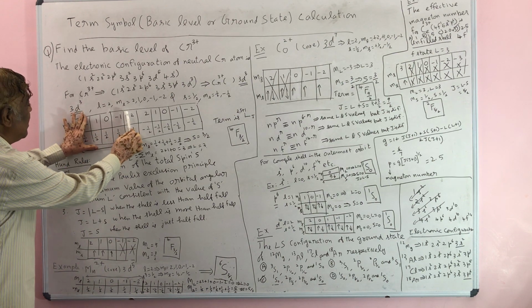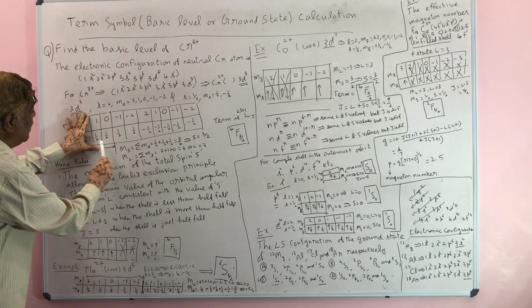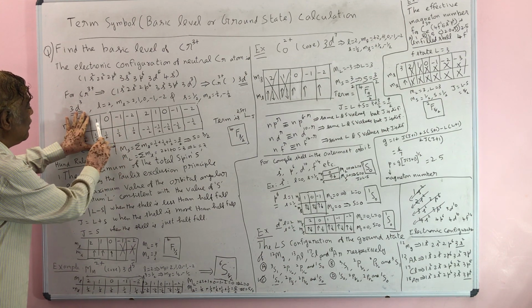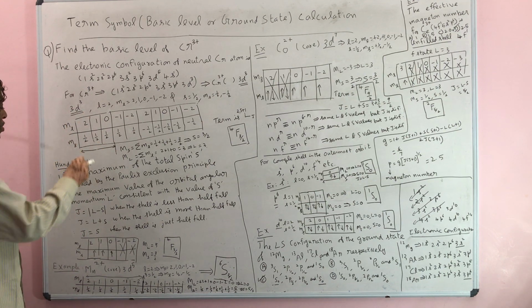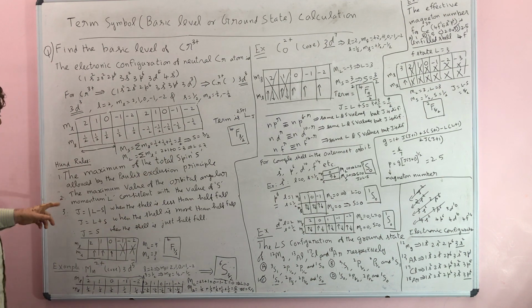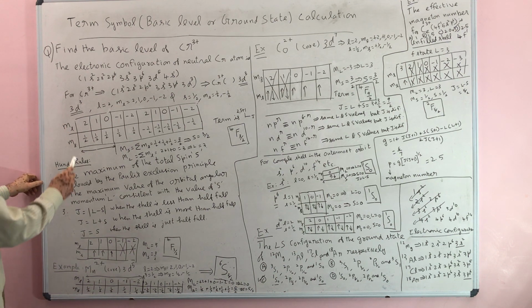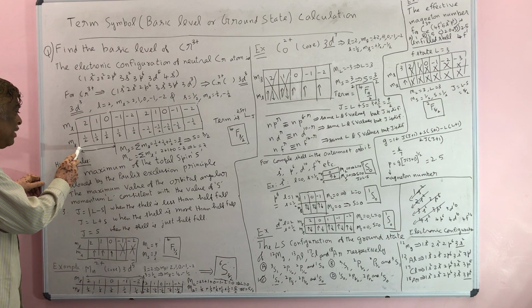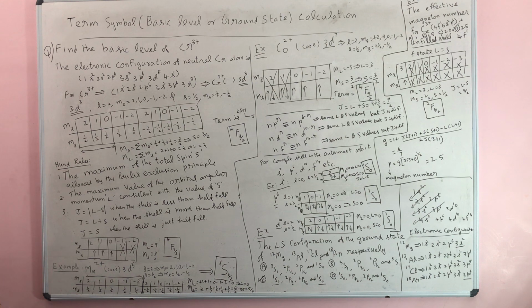Suppose you take this combination, half, half, half. These 3 give 3 by 2, but the ML value will be 0. So first, choose the MS value to be the maximum, so S is equal to 3 by 2. The second condition is that the ML value must also be maximum, so L must be maximum. So you have to choose from this: you take this as the first one, second one, third one. That is the way you have to choose.